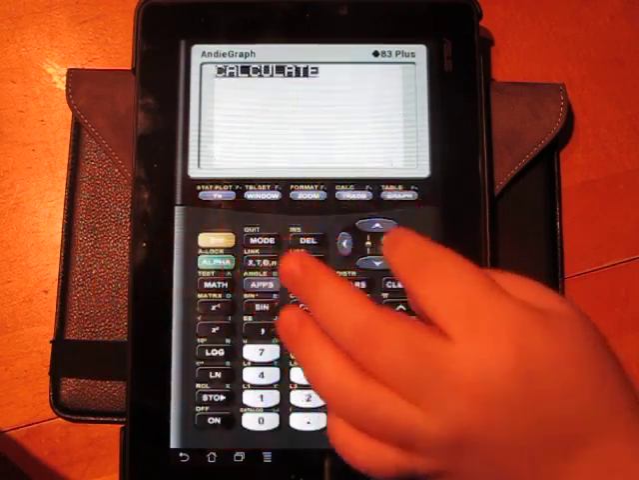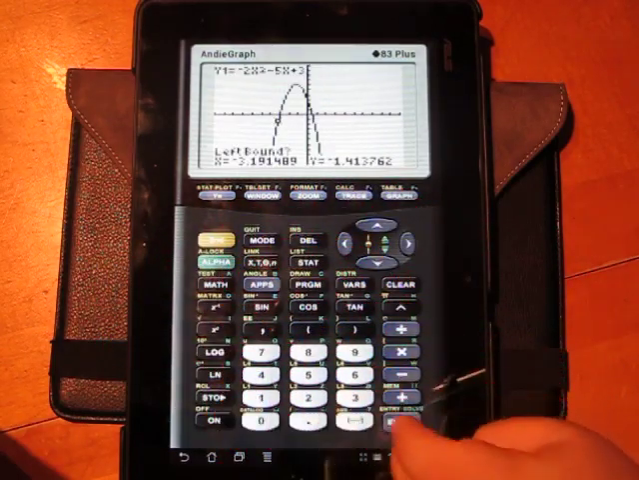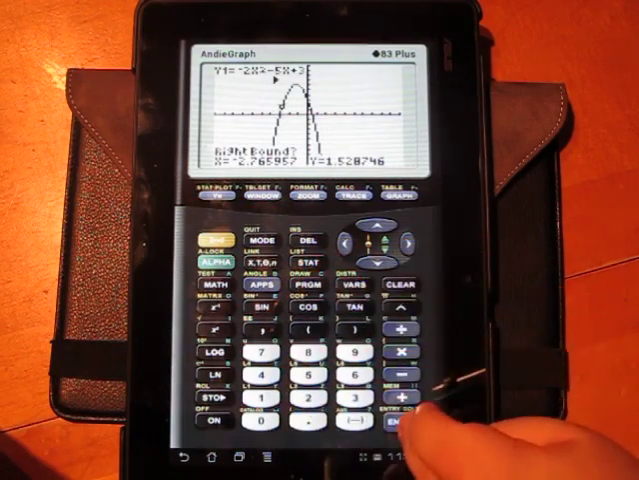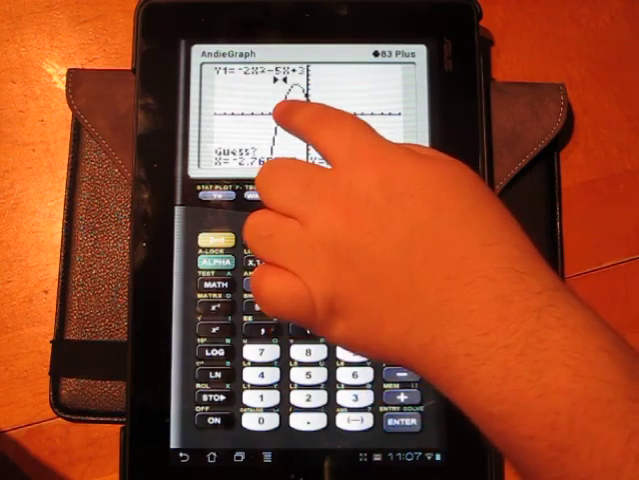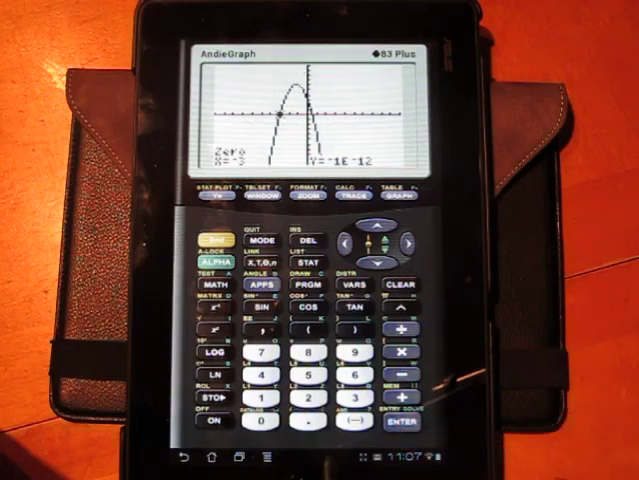So once again, go to the calculate menu, choose 0, left bound, enter, right bound, enter. So left of where the 0, where it intersects the x-axis, right of where it intersects the x-axis, hit enter, and it tells me my other 0.